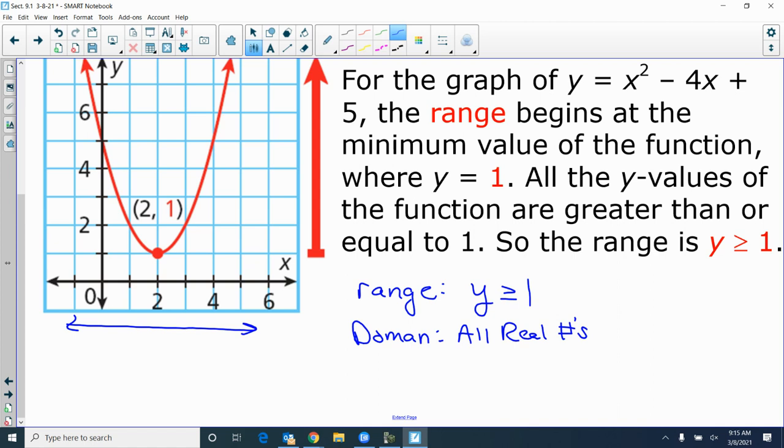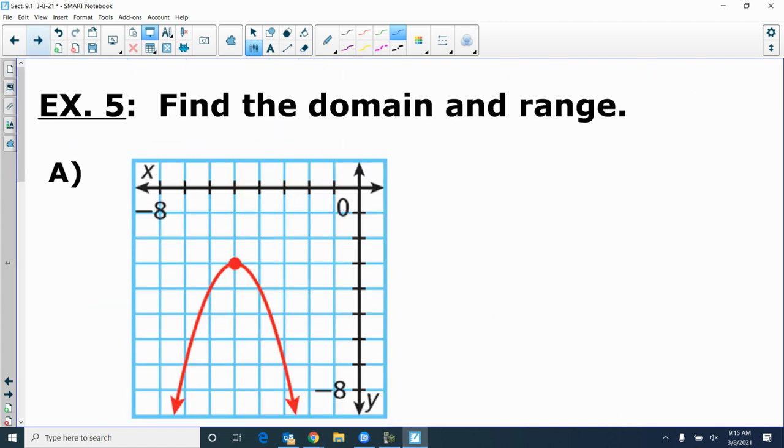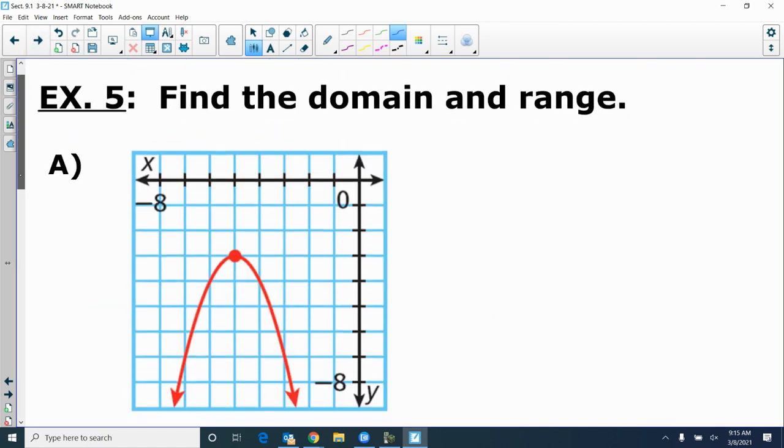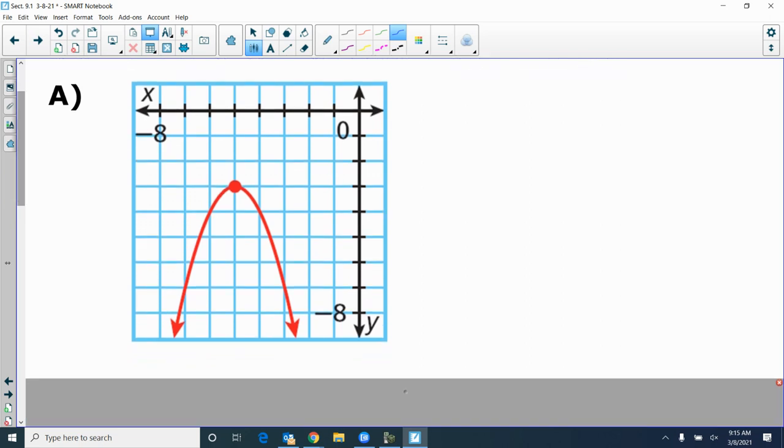The range doesn't. All right, let's get at least through one here. For quadratics, the domain is going to be all real numbers all the time. So don't make the domain too hard. Because you're going to go left and right, both directions, you can plug in any number. So for that A there, the domain is all real numbers.